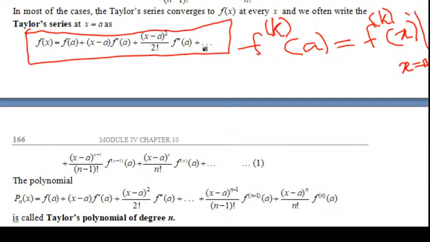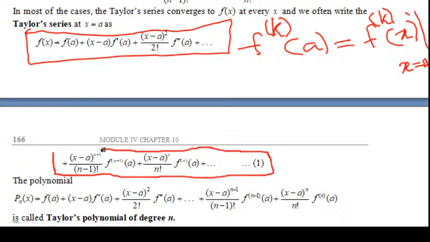This is an extra plus etc., and if we write the nth term, it will be like this. Plus etc., plus this is the nth term. What is the nth term? (x minus a) to the power n minus 1 by n minus 1 factorial times f^(n-1) of a, plus (x minus a) to the power n by n factorial times f^(n) of a, plus etc.